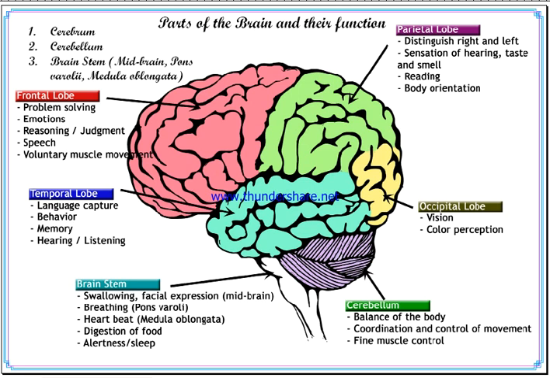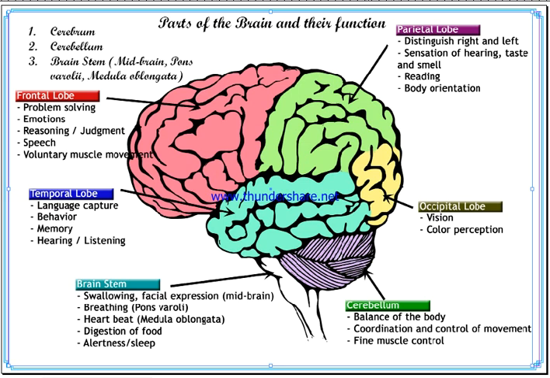Well, brain is a part of central nervous system, and brain can be divided into three different parts. They are cerebrum, cerebellum, and brainstem. Well, cerebrum is the largest part of brain. In the diagram you can see the frontal lobe, temporal lobe, parietal lobe, and occipital lobe. Well, these are the parts of cerebrum.